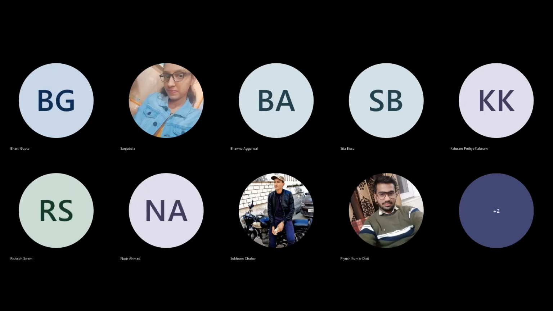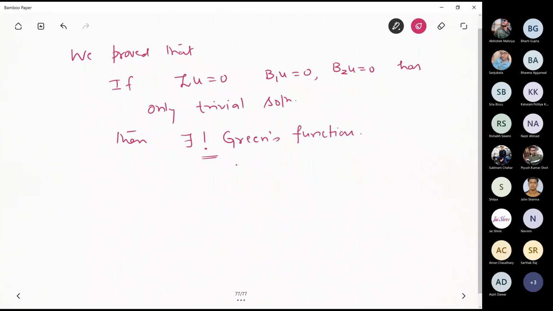Okay, so there exists a unique Green's function. We did an example in this case. So what's the use of this is the next theorem.